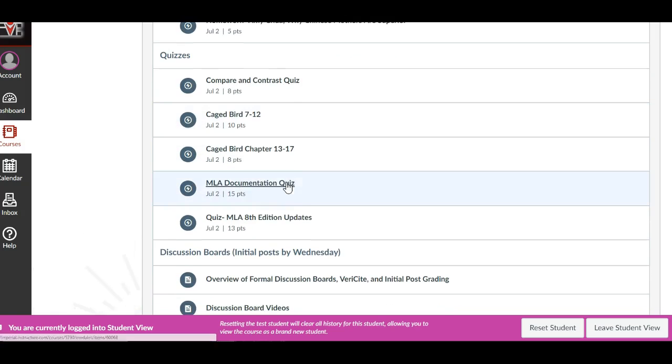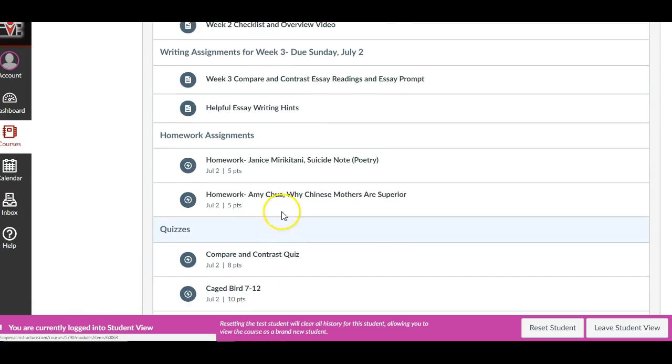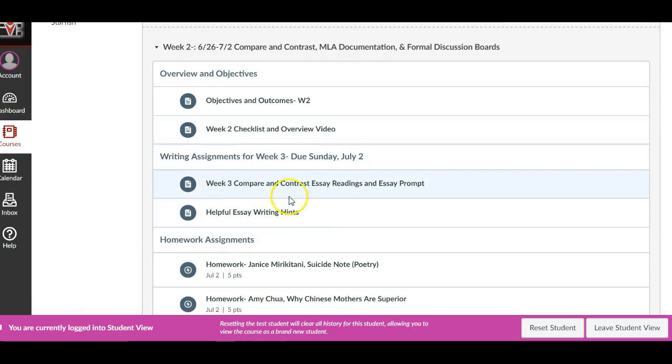Really concentrate on the initial post, which is due on Wednesday for the discussion board. Remember, it has to be written very formally. And start working on the week 3 essay, which is due Sunday, July 2nd. No, I don't think that's right. I think it should be Sunday, July 9th. Yes, this will be Sunday, July 9th. I'll change that. Nobody panic.